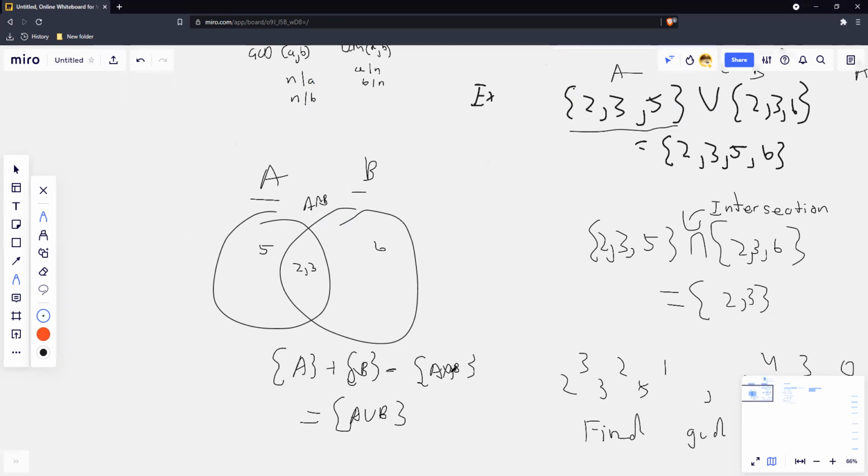And then A intersection B on the other hand just lists what numbers A and B have in common. Since A and B have the numbers 2 and 3 in common, then A intersect B is going to have 2 and 3 in its set. Okay.